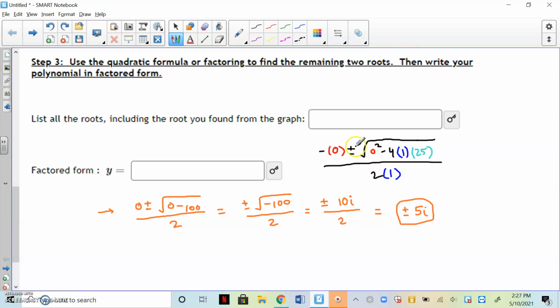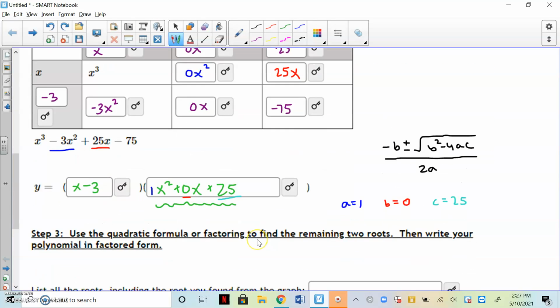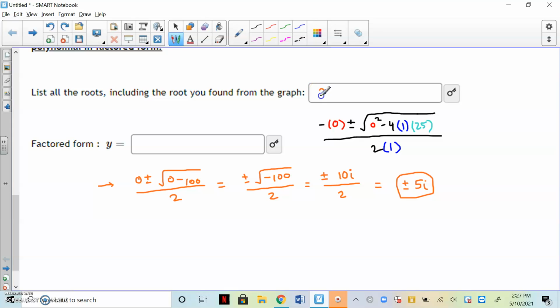Alright, so that tells me that here I'm going to write, well, these, but also I want to go back and start with the root I found in the beginning. So I have 3, I have positive 5i, and I have negative 5i. And these two I got from my quadratic formula. So in factored form, I have to just take all of these and use the opposite sign. So positive 3, we already talked about how that gives us a factor of x minus 3. 5i gives us x minus 5i. And negative 5i gives us a factor of x plus 5i.